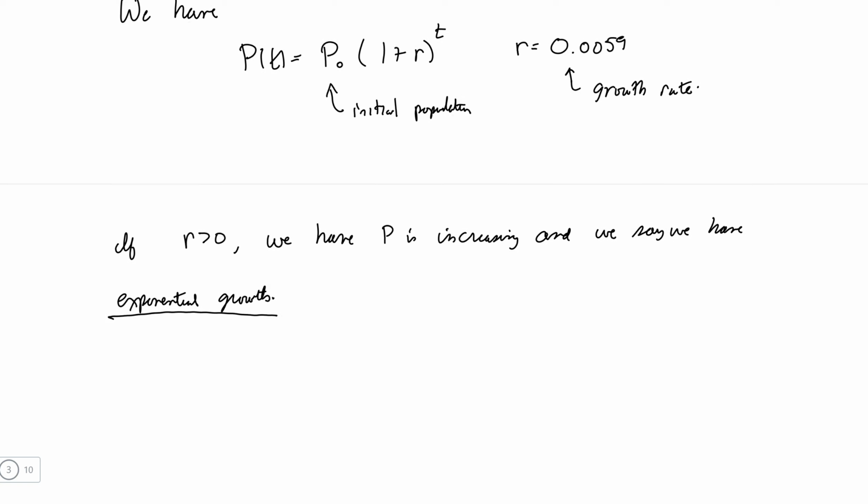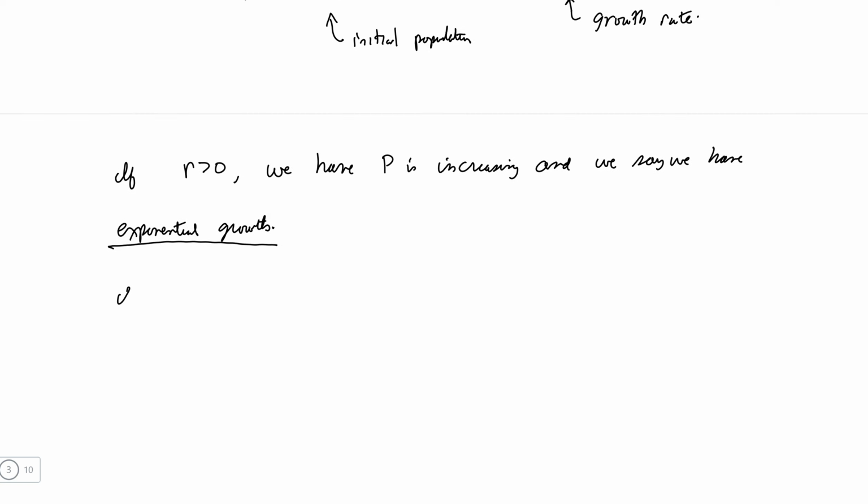On the other hand, if r is less than 0, then notice 1 plus r is really something less than 1. So now the function p is decreasing. So we have p is decreasing, and we say we have exponential decay.